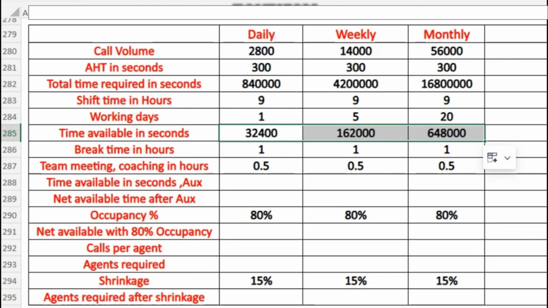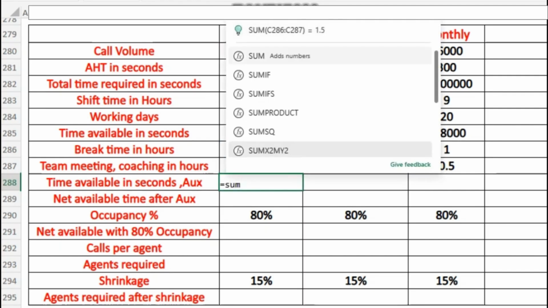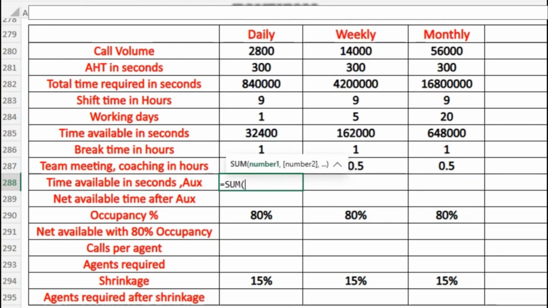After that, we have the break time of 1 hour, then team meeting, coaching, or any other aux of 30 minutes. What would be the time available in seconds in aux? It's a simple calculation: the sum of auxes, that is your break time plus any other team meeting, coaching, multiplied by 1 day, and then again we convert that into seconds, so we multiply by 60 multiplied by 60.